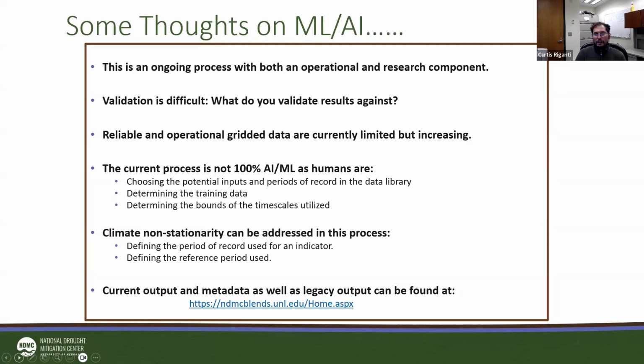So it is also not a 100% AI and machine learning process right now, as we are choosing potential inputs and periods of record in the data library for the development of these tools. We're determining what the training data is, and we're determining the bounds of the timescales utilized for the different blends. So in doing this, we can also account for non-stationarity of climate or long-term climate change, both by defining the period of record that we're using for a specific indicator and defining what reference period we're using.